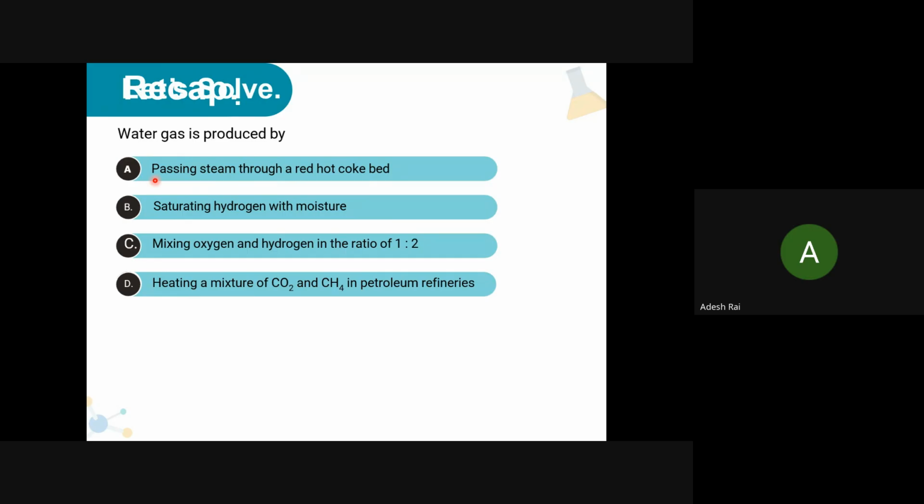So in this case, they are asking how water gas is produced. The first option says passing steam through a red hot coke bed. Do you believe it is correct? Yes, it's correct. Coke means carbon is there, and steam means water, H2O gas. If you check the other options: saturating hydrogen with moisture, so H2 plus liquid H2O, wrong. Mixing oxygen and hydrogen in the ratio of 1 is to 2, that is also wrong. Heating a mixture of CO2 and CH4 in a petroleum refinery, that is also wrong.